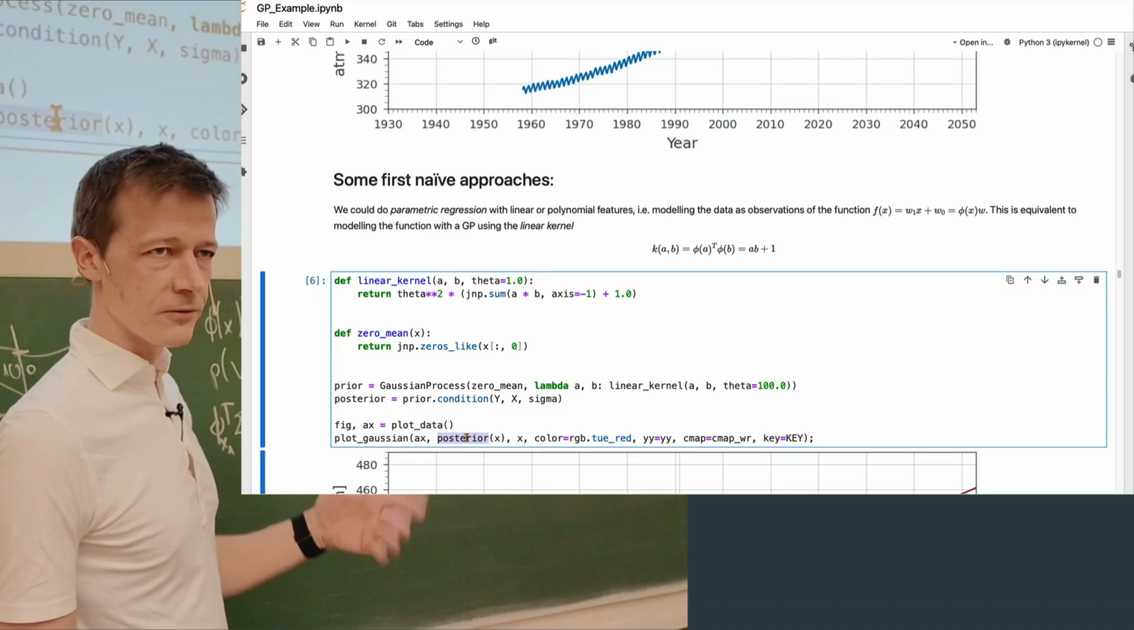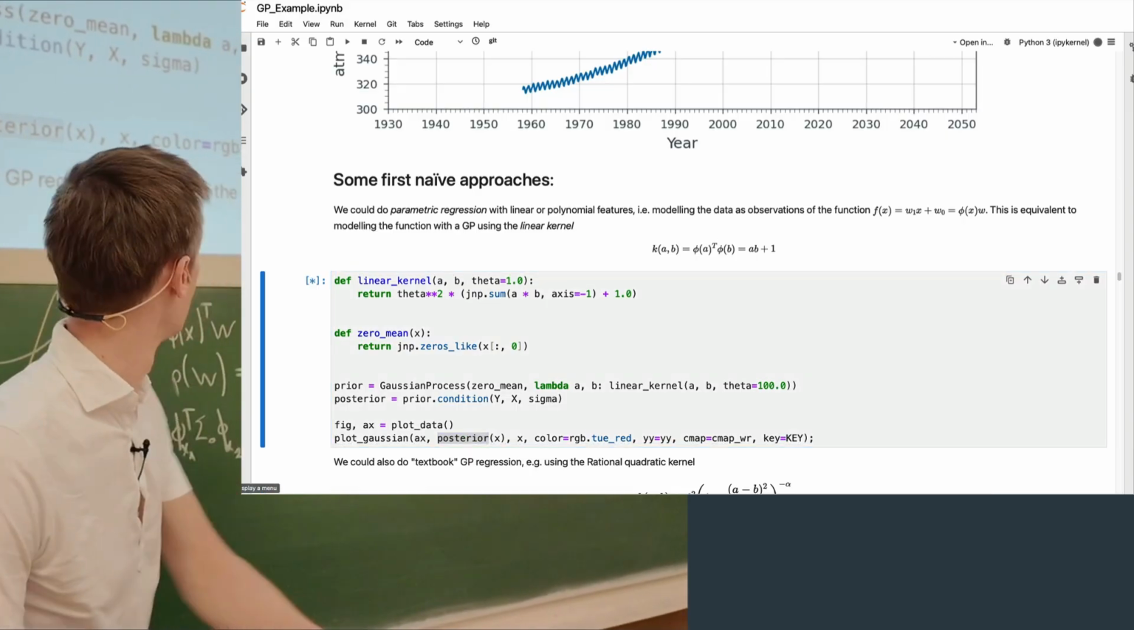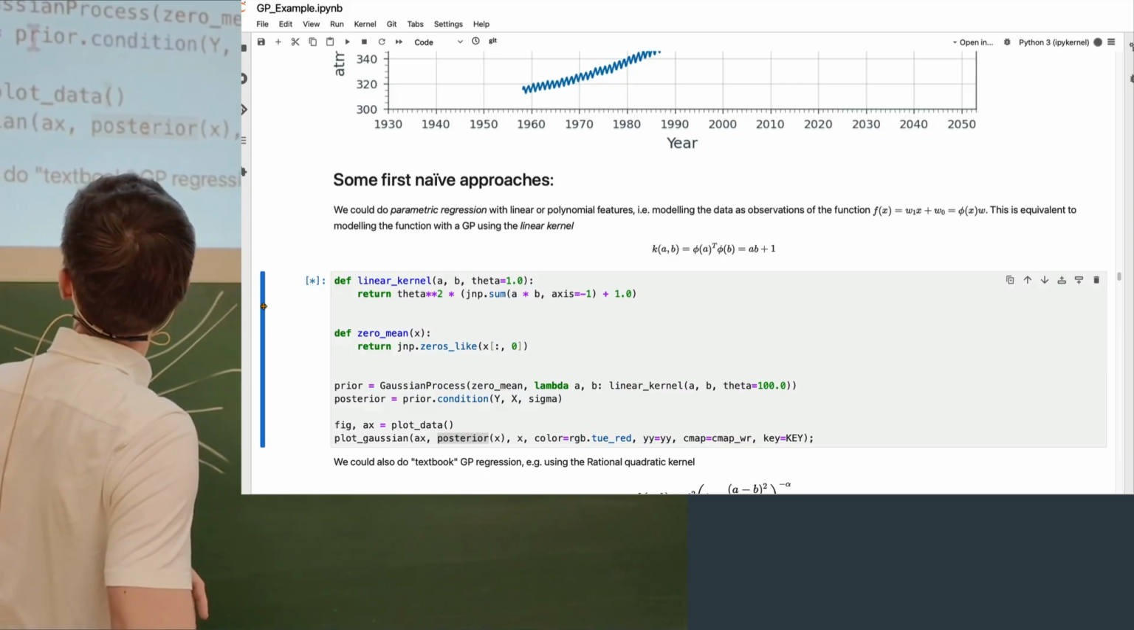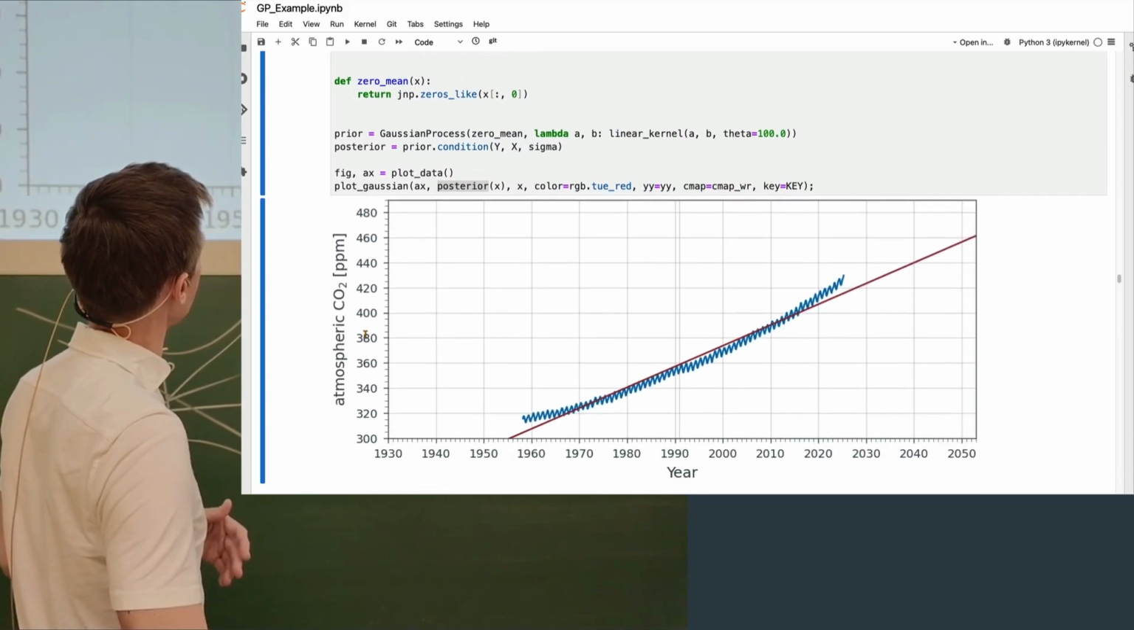And I'll keep doing this over and over again, so let's maybe take time to think about what this does. Okay, so if I make this plot, it takes a bit of time because Jupyter has to wake up, and here is our prediction.